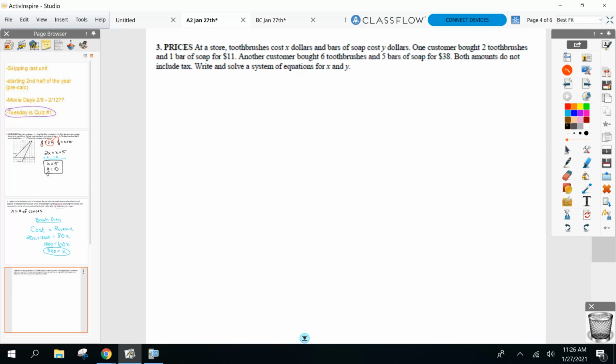So you guys can read through what everybody bought and how much it cost. This is right up the Algebra 1 ninth grade alley for you guys. All right, so they actually tell me what X and Y are. I do not have to make up variables here. They tell me X will be the cost of a toothbrush, and Y is going to be the cost of soap.